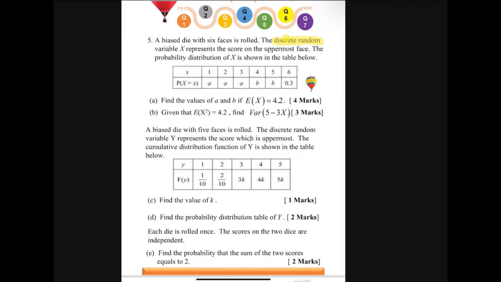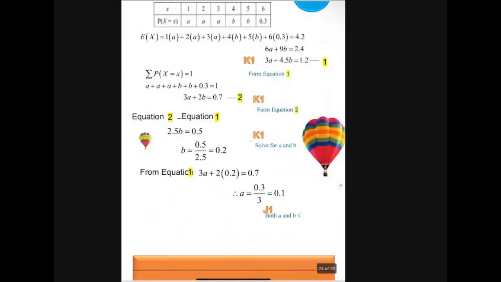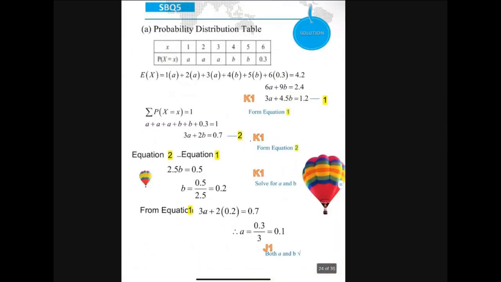And then for part B, given that E(X squared) is 4.2, we have to find the variance of 5 minus 3X. Okay, so let's check the solution together. From the table itself, the question provides us with the mean, or the expectation, as 4.2. So use the formula of mean.